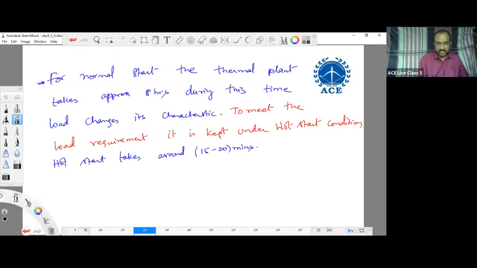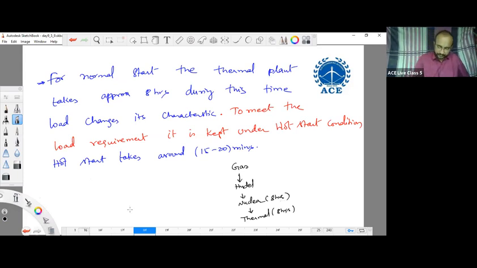What is the synchronizing sequence? Which plants synchronize fast? The fastest synchronizing plant is gas, because the synchronizing time is less. Next to gas, hydel. Next to hydel, nuclear. Next to nuclear, thermal. Nuclear also takes approximately 8 hours, and thermal also takes approximately 8 hours. But we will not keep the nuclear plant under hot start condition because controlling the nuclear reaction is difficult.